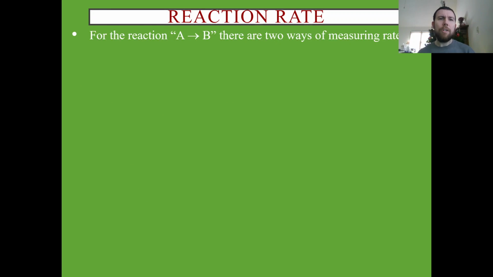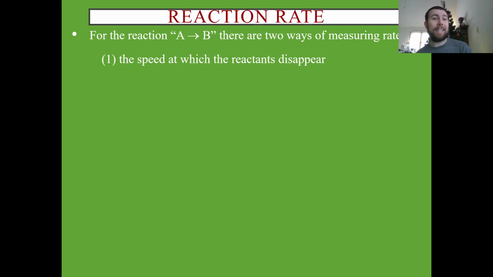All right, let's talk more about reaction rates then. So let's imagine that we have an imaginary reaction where reactant A is being converted to product B. From our perspective, there are really two ways that we could measure the rate of this particular reaction, right? We could look at what's changing with respect to A, so the speed at which the reactants are disappearing, right?